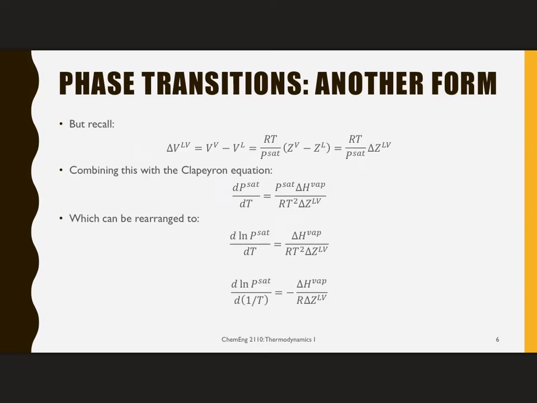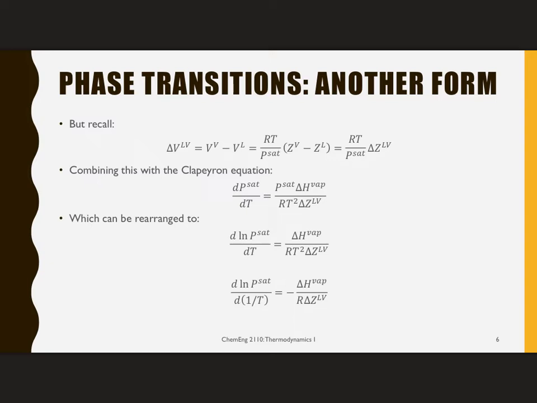But, we know some stuff. And first of all, delta V is going to be V for the vapor phase minus V for the liquid phase. And so that would be RT over the vapor pressure times the Z difference between those two. Okay. And if I plug those in here, I get dP/dT is the vapor pressure times delta H of vaporization over RT squared delta Z.